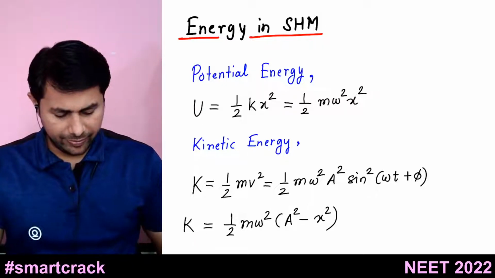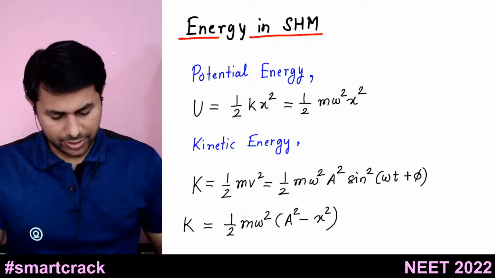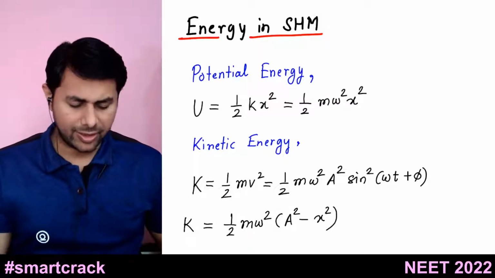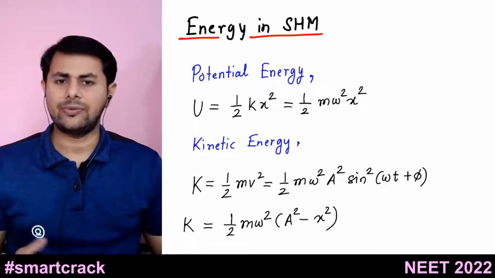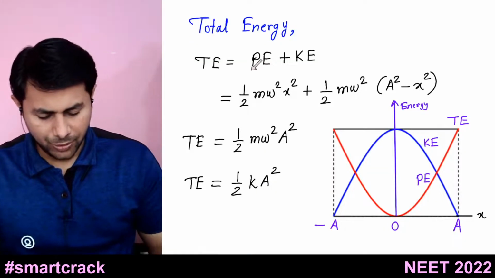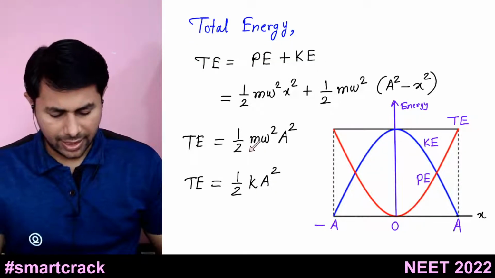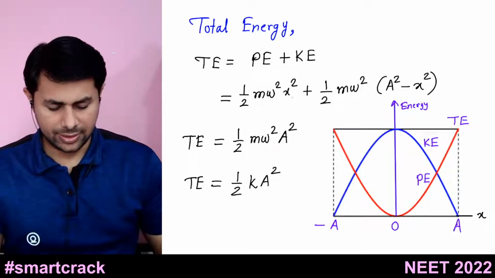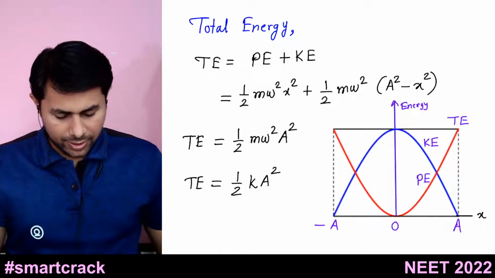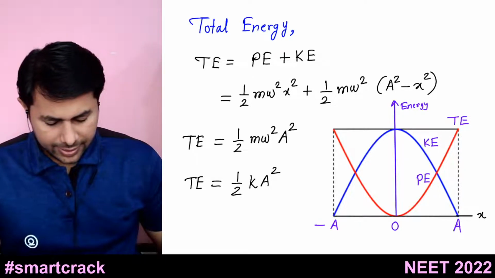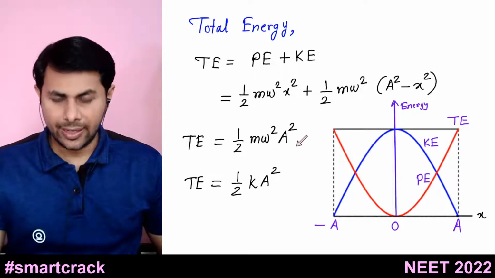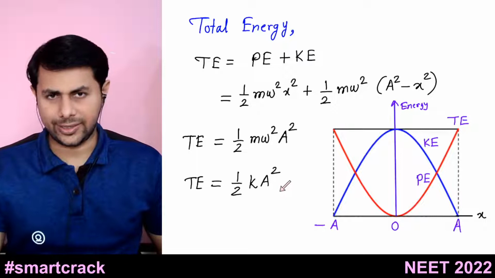this x square and this minus x square, because the coefficient is common, half of m omega square. So x square and minus x square will get cancelled out, and if you add it up, what you will get is half of m omega square a square. So you get the total energy of SHM equals half of m omega square a square, or half of k into a square.